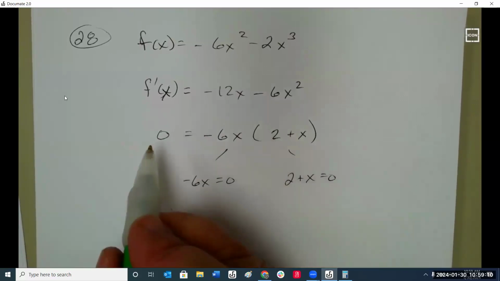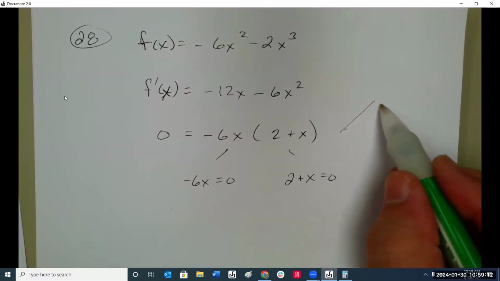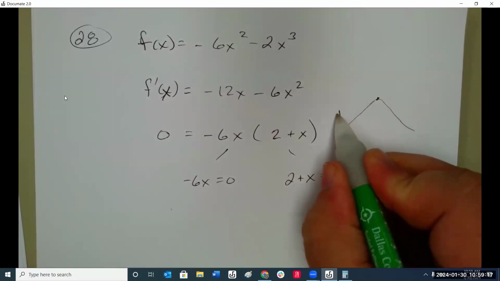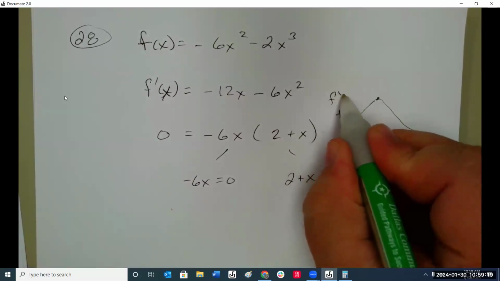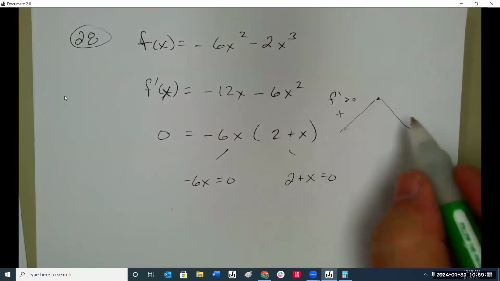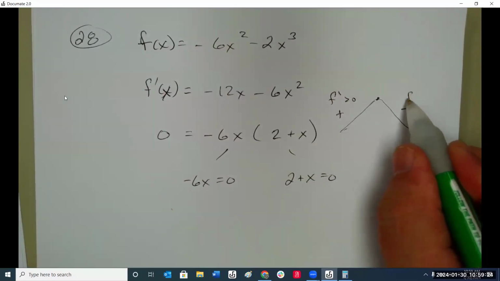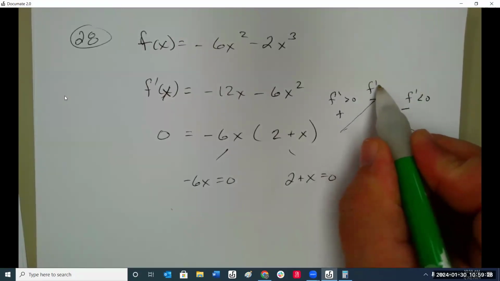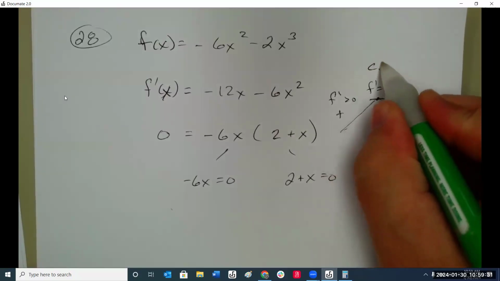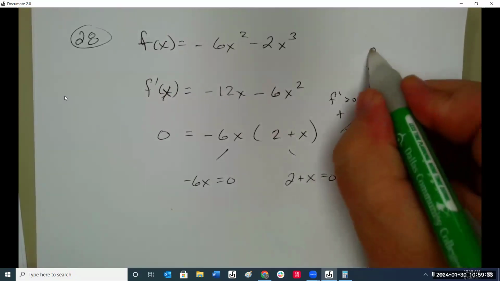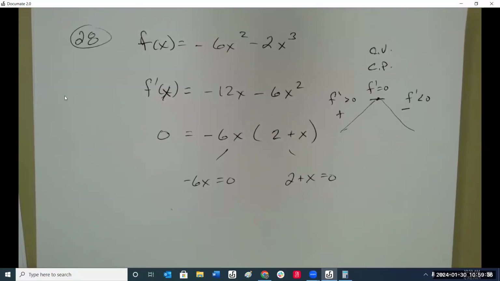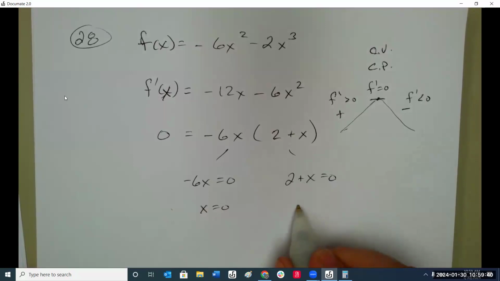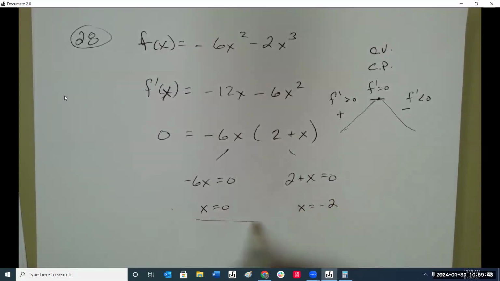Yeah. So what we're looking for, you're right. If the graph is increasing, that means the slope is positive. The first derivative is greater than 0. If it's decreasing, that means the first derivative is less than 0. Between there has to be where the first derivative is equal to 0. These are your critical points or critical values. So x equals 0 and x equals negative 2. Those are our critical points.